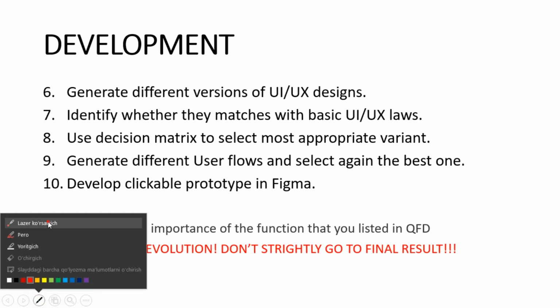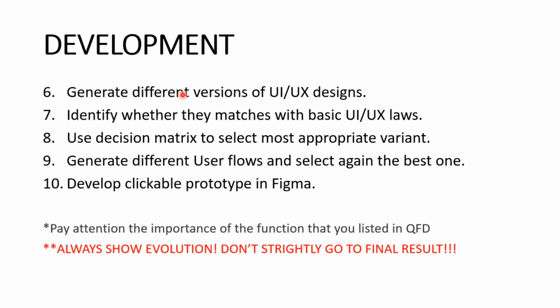I mean, design development. So you need to generate different versions of UI UX designs. And you need to identify whether they match with basic UI UX laws. Use a decision matrix to select the most appropriate variant, generate different user flows and select again the best one, and develop a clickable prototype in Figma.